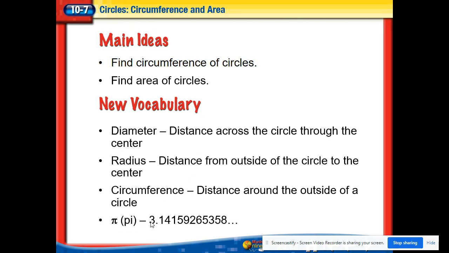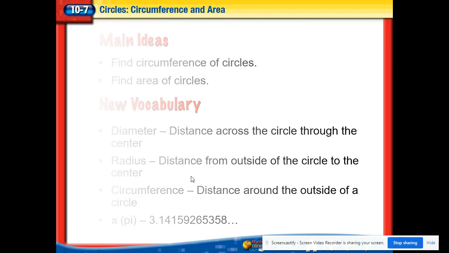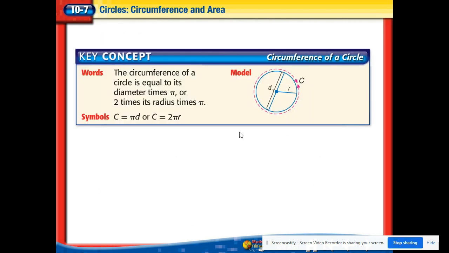And there's pi, 3.14159265358, so on and so forth. Pi is just a number. It's usually found in your calculator. You can use 3.14 if you don't have a pi button, but it is used to approximate circumference and diameter relationship. So let's start with the circumference.